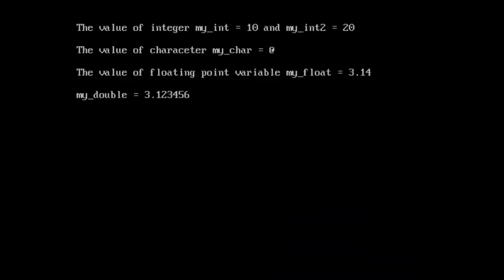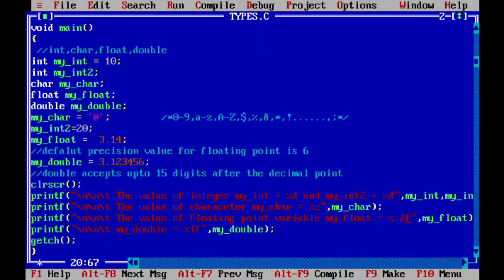Okay, and if you run the program, you get the exact value which we have stored. The main difference between the floating point and the double data types is that the floating point data type has a lesser precision value, which is 6 by default. Double has a higher precision value. That means double allows more decimal values, so more digits are accepted in the fraction part of your number.